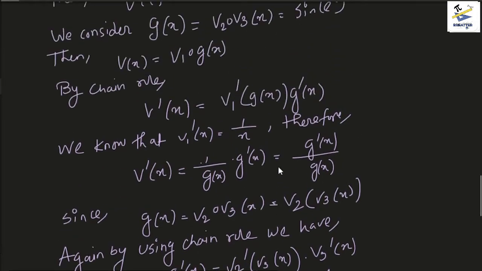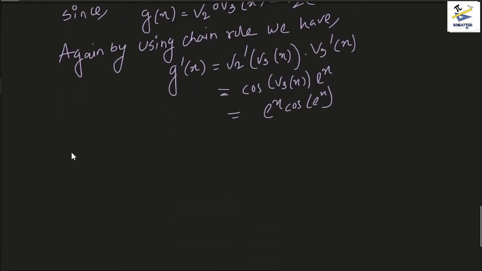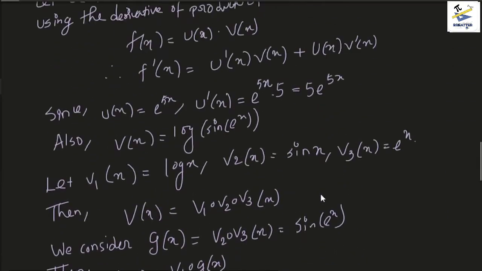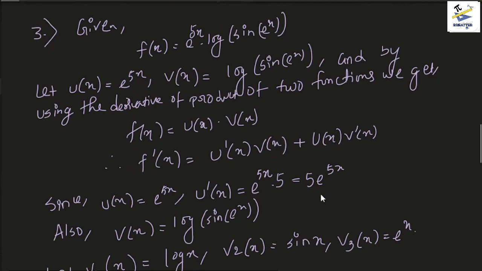Then the actual answer would become, therefore v prime x would just be e to the power x cos of e to the power x divided by sine of e to the power x, which would just mean e to the power x cot of e to the power x. This is v prime x, and we go back to the top and we see that u prime x was 5 e to the power 5x.